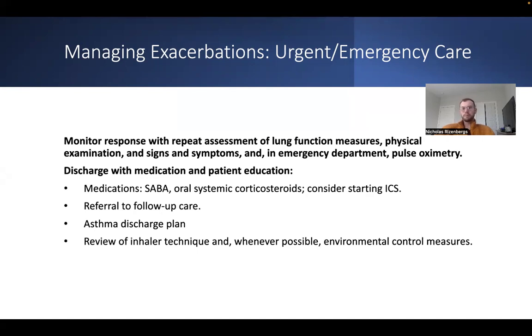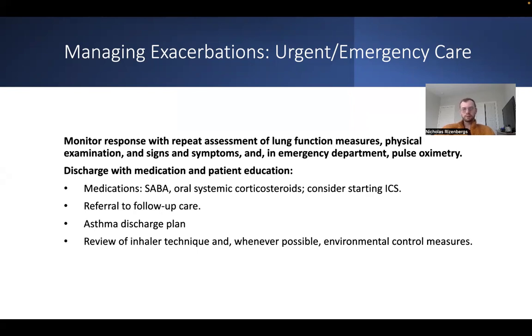Discharge with medication and patient education. So medications, it's SABA or ICS, oral corticosteroid. Consider starting one if they haven't been on already. Referral for follow-up care. We always want to do follow-up care because we want to monitor how you're doing with this asthma and how it progresses.